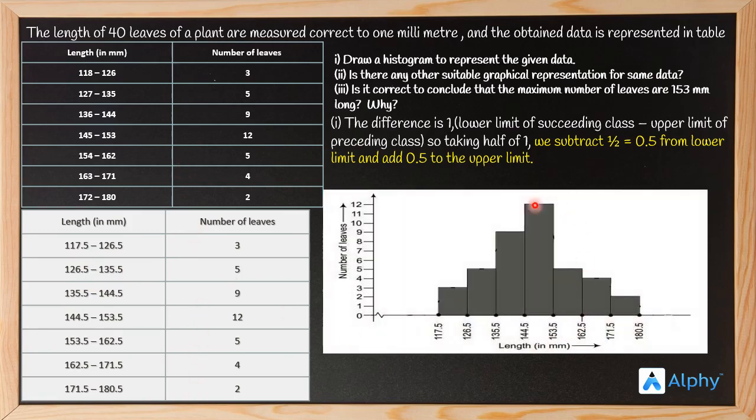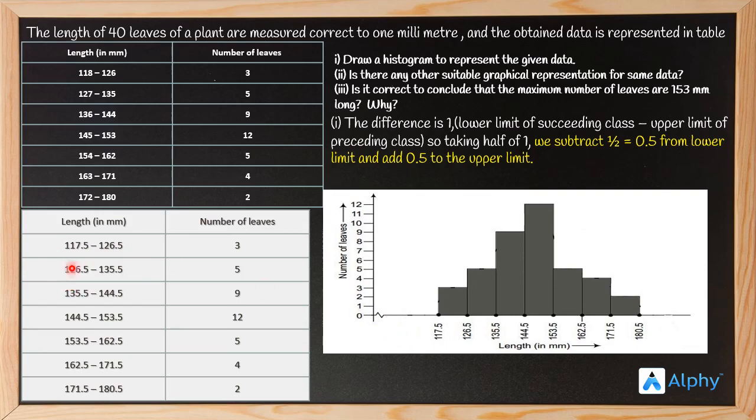Now this is the histogram which we have prepared. You can see that there is a kink over here which is nothing but the break on the axis. And why is it there? Because our data is not starting with 0. Our frequency is not starting with 0, but it is starting with the class interval of 117.5 to 126.5. That's why we have added a kink over here.